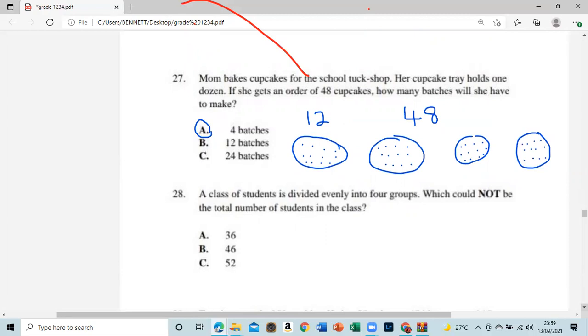A class of students is divided evenly into 4 groups. Which could not be the total number of students in the class? It would be a number that is not divisible by 4. 36 divided by 4 gives 9. But you guys would try all of them, right? 4 into 4 goes 1, 4 ones are 4, so that's a 0. Carry down the 6 and then I divide. 4 into 6 goes 1 time.